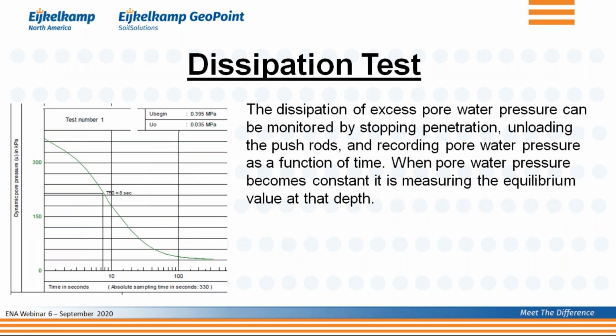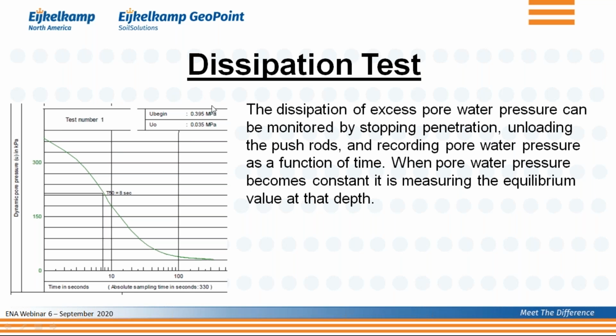One way of achieving that is by doing a dissipation test. What a dissipation test really is: we just stop penetrating the cone, we unload the push rods, and we keep recording the pore water pressure as a function of time. And what you see here on the left-hand side, the green line, is basically the result of that.